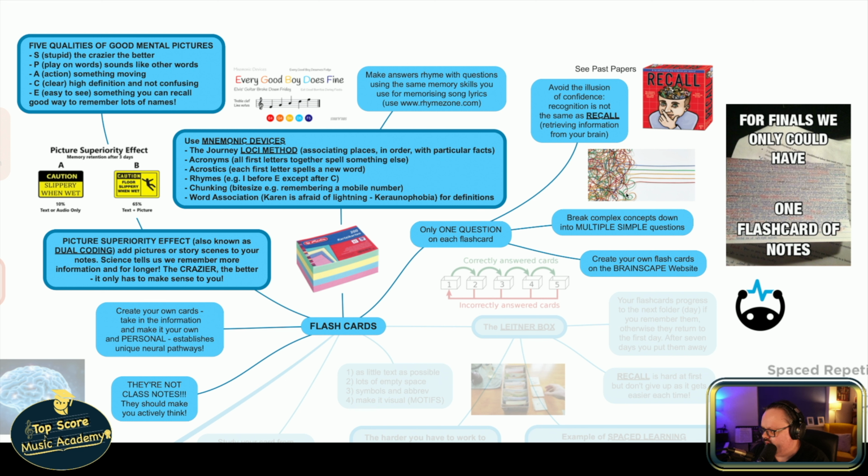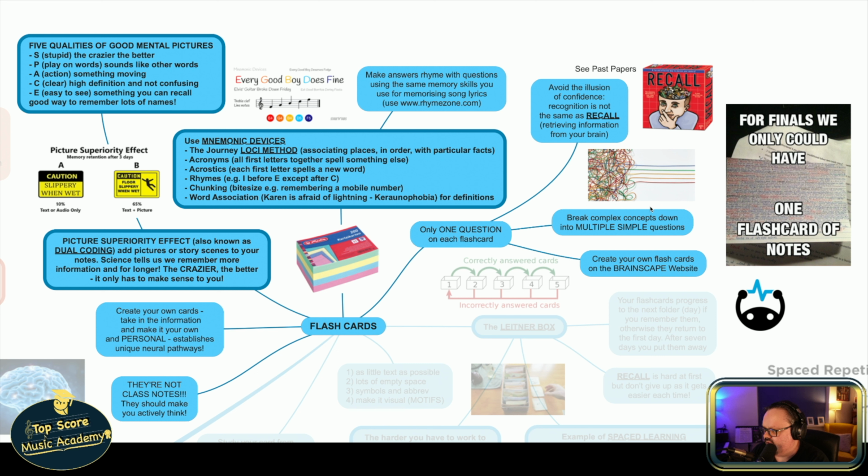Okay. Break complex concepts down into multiple simple questions. Bit of a mouthful, that. So yeah, take all the complex stuff and break it into smaller, simple questions. Again, this is probably chunking again. We're going to be looking at the Feynman method later, what we mean by making something simple.